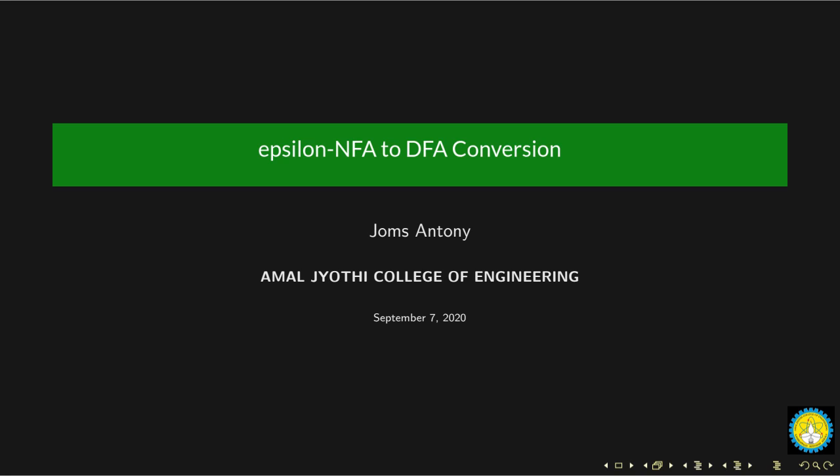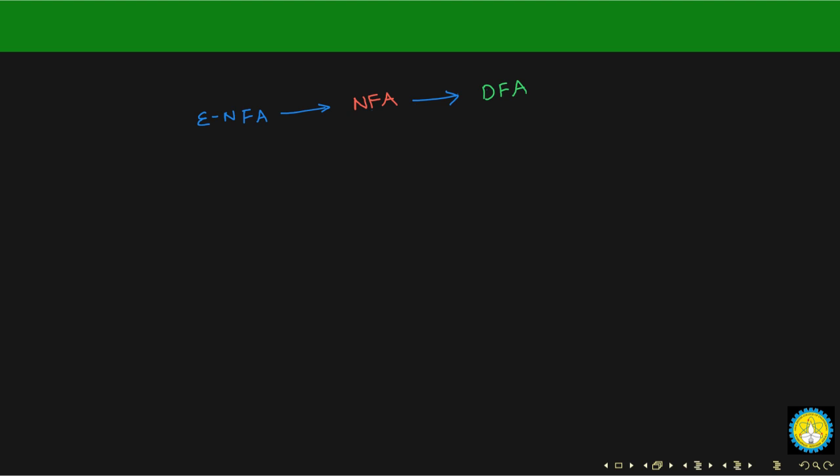Okay, so in this video, we are going to look at how to convert an epsilon-NFA to a DFA. For converting an epsilon-NFA to a DFA, we have already seen how to convert an epsilon-NFA to an NFA, and we also have already seen how to convert an NFA to a DFA. So what we want to do is very straightforward. We can convert an epsilon-NFA to an NFA, and then we can convert that NFA to a DFA. So that's going to be very straightforward.